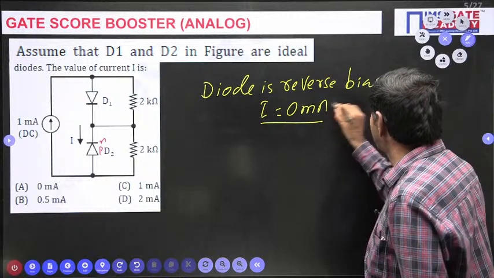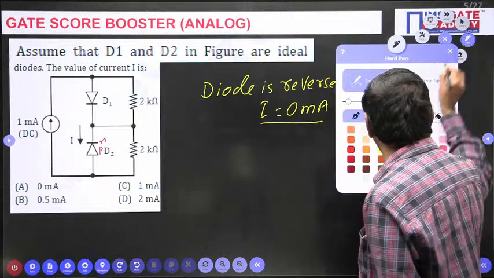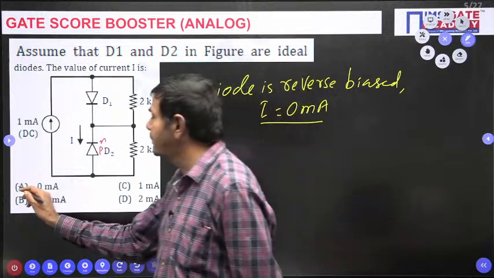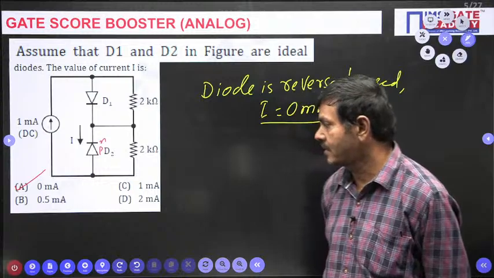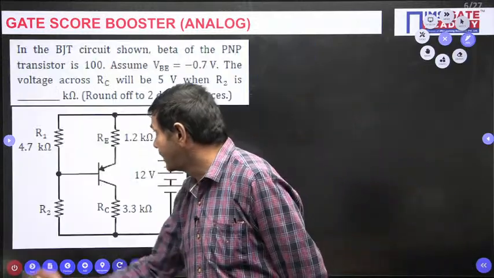Finally, which option is correct? If I ask, any student can give the answer very easily. 0 milliamperes of current is going to flow this side. That is the solution for this question. I hope you followed. Next question.